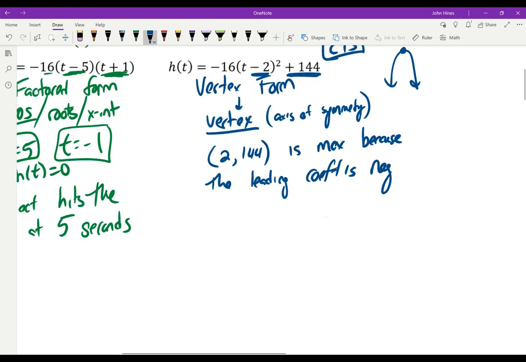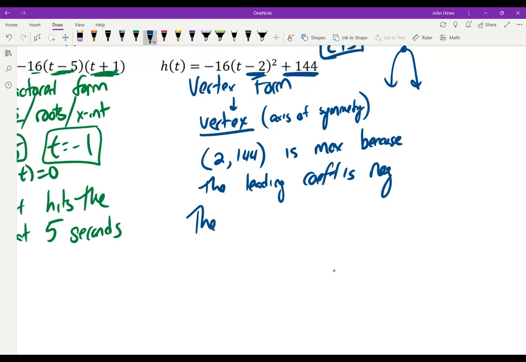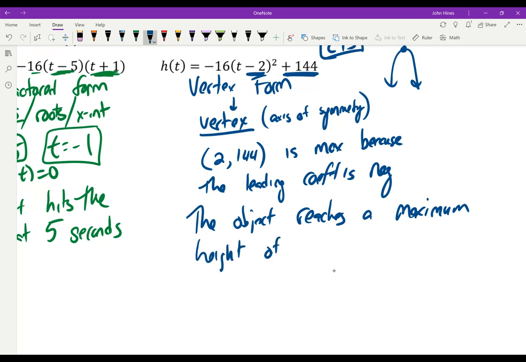So what does this tell me? The object that I launched reaches a maximum height of 144 feet. When did it happen? At 2 seconds. How do I get the axis of symmetry? There it is right there. x equals 2, or t equals 2, is the axis of symmetry. The x value of the vertex is the axis of symmetry.